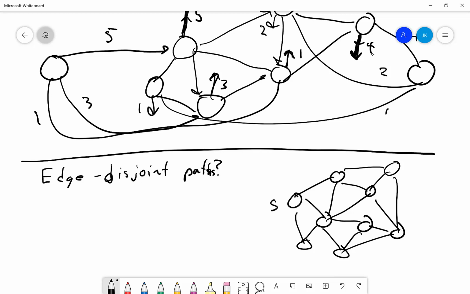So if this is my source and this is my sink, I could take a path there, and I might have a second path that goes like that, and a third path that goes like that. In this case, I had 3 edge disjoint paths, and I can't have any more. Notice not every edge got used. There might have been other paths, but the most I can have is 3. That's another variation of the max flow problem.